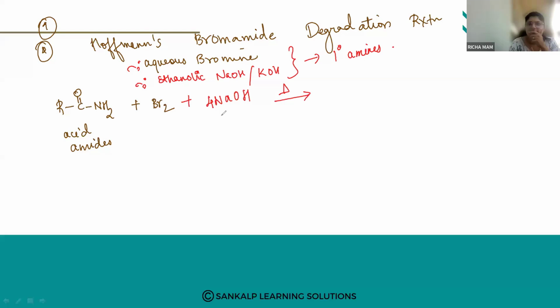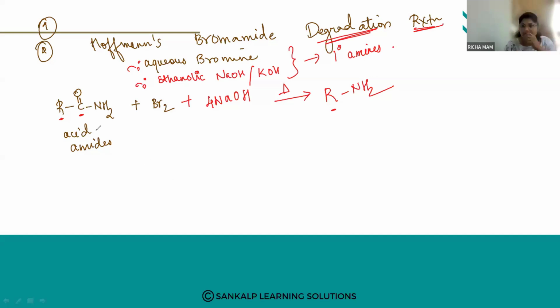Okay. Now, whatever amines are prepared here contain one carbon less. So you can see here there is one carbon, here there is no carbon. Okay, so here there are two carbons, right? Here there is only one carbon. So in the product you can see one carbon atom is less than the parent amide, and hence this is called a degradation reaction. Why degradation? Because one carbon is less in the product, right?